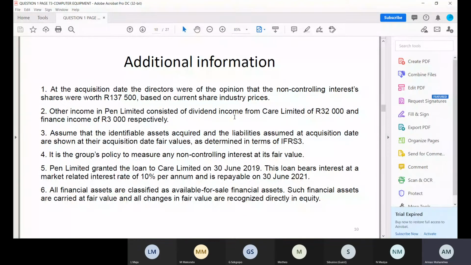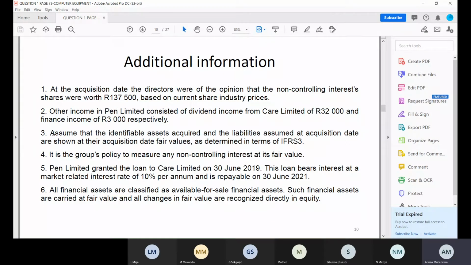But I can tell you now, when you go to other income on the consolidated statement of comprehensive income, we should be able to see the dividends amount of 32,000 deducted. Why is it being deducted? Because it's an intergroup transaction and intergroup transactions must be eliminated. The same applies to finance income. These two transactions must be adjusted on the consolidated amount.